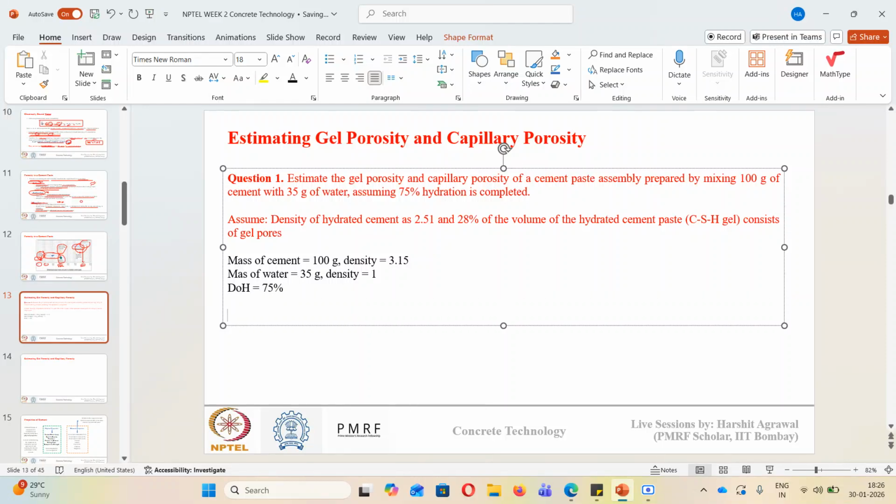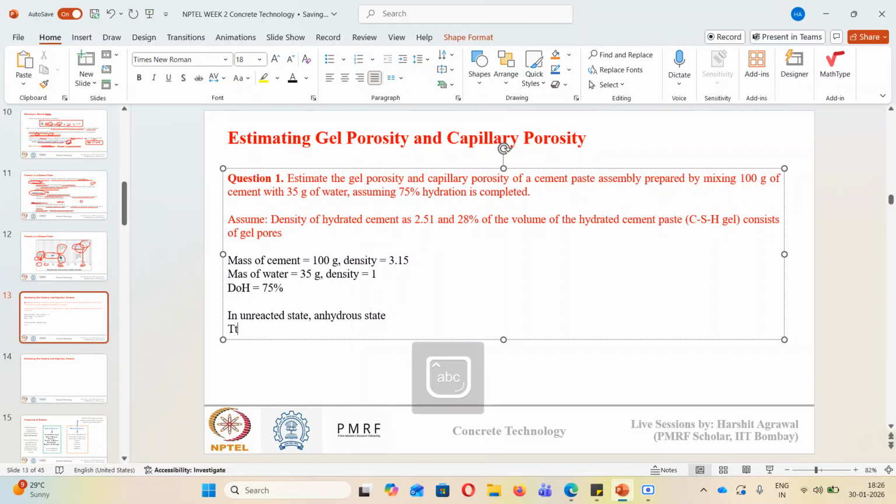When I talk about the unreacted state, that is also known as the anhydrous state. So total volume in the anhydrous state will be volume of cement plus volume of water. Volume of cement will be nothing but mass upon density. So 100 upon 3.15 plus volume of water, 35 upon 1. This will come out to be 66.74 ml.